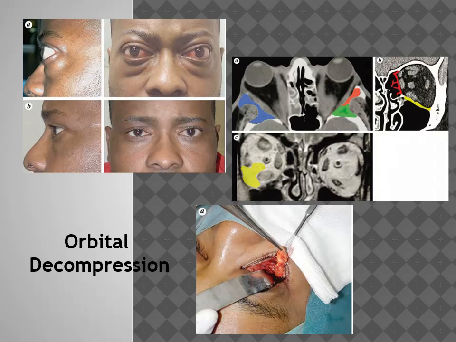Also, orbital decompression is the last line of management. It is a trial to remove some orbital bones. Usually we remove the floor and medial wall or the lateral wall. It may be one wall, two wall or three wall decompression, allowing these enlarged tissues to find space to fill, and to decrease the proptosis which has occurred.